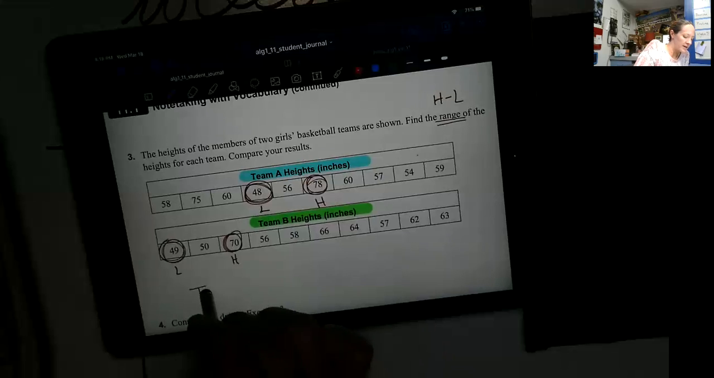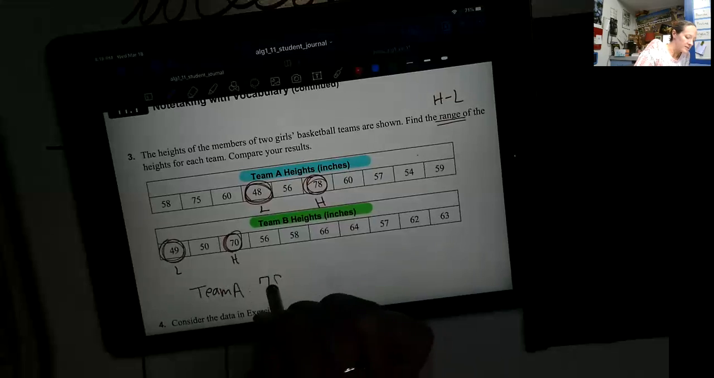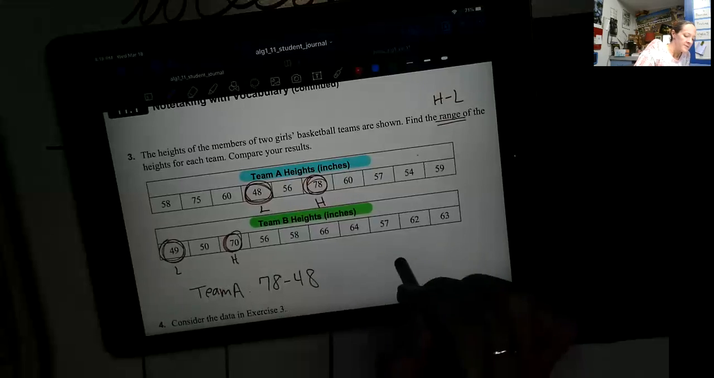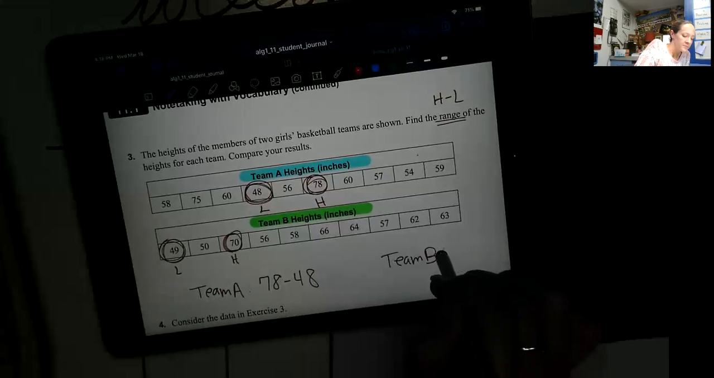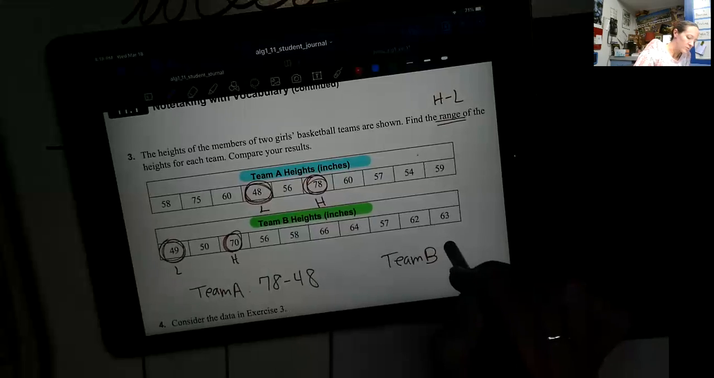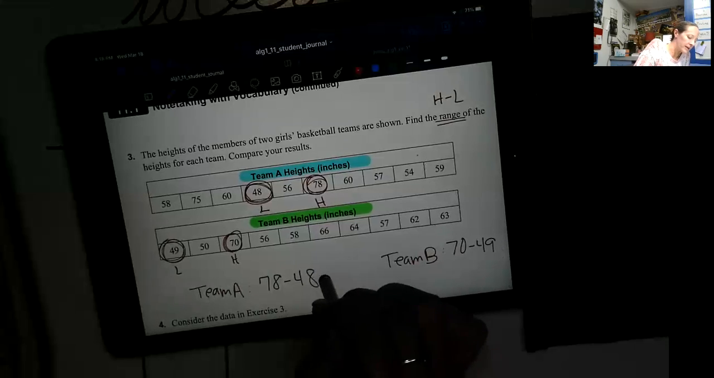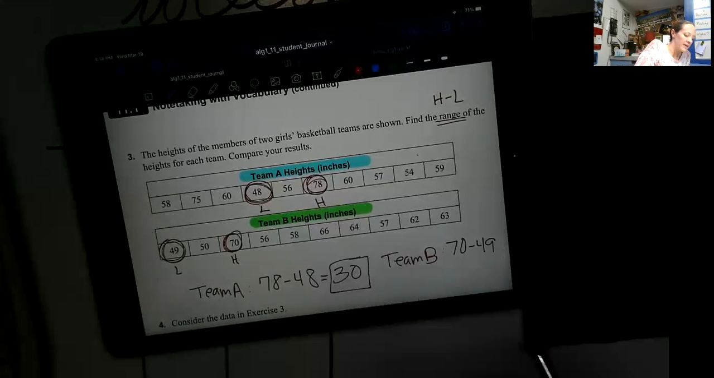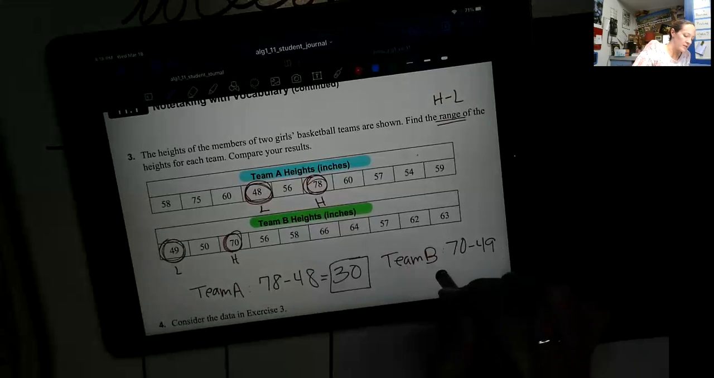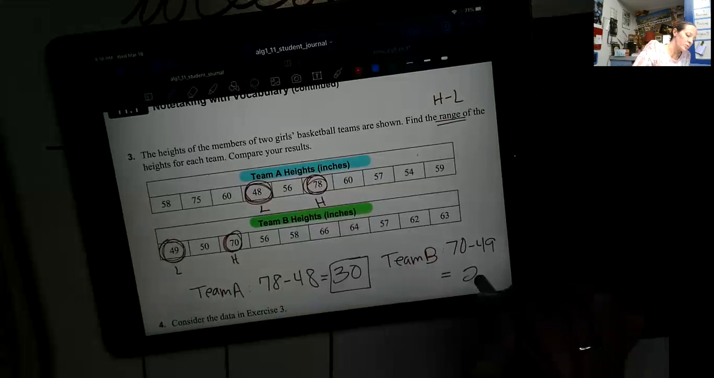So for team A, highest minus lowest would be 78 minus 48. For team B, highest minus lowest would be 70 minus 49. And so for team A, my range is going to end up being 30. And for team B, my range is going to end up being just 21.